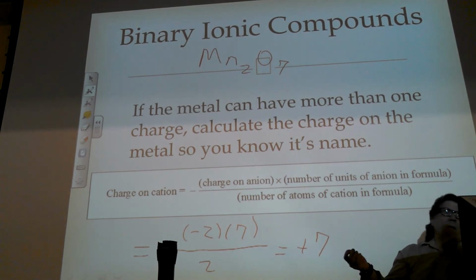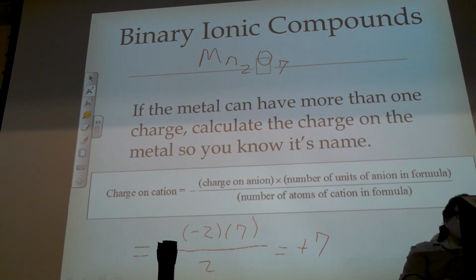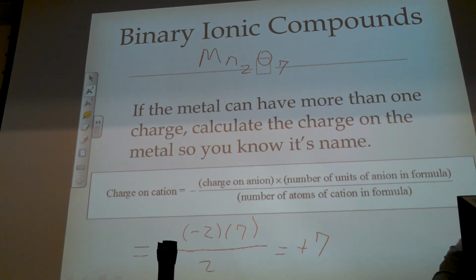So I don't care how you figure out what the charge on the cation is, but what's important is that you can, and that you remember to do that if it's a metal that can have more than one charge, because you need to know the charge to say the Roman numeral.